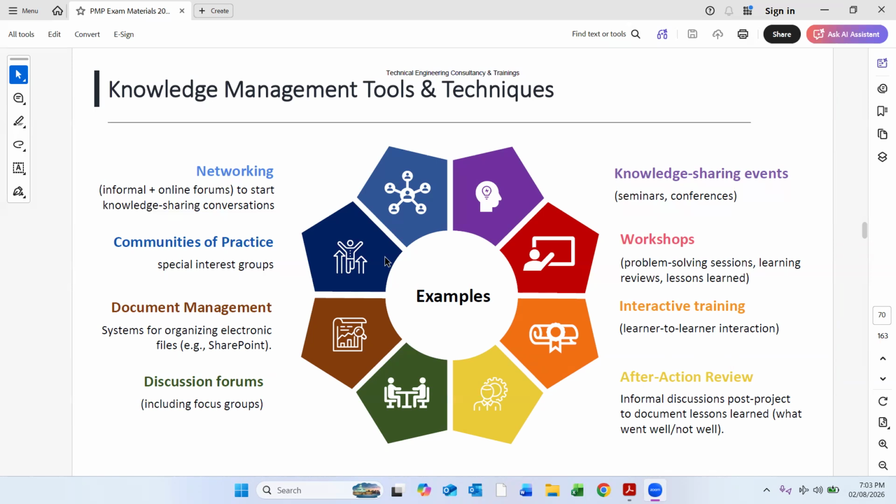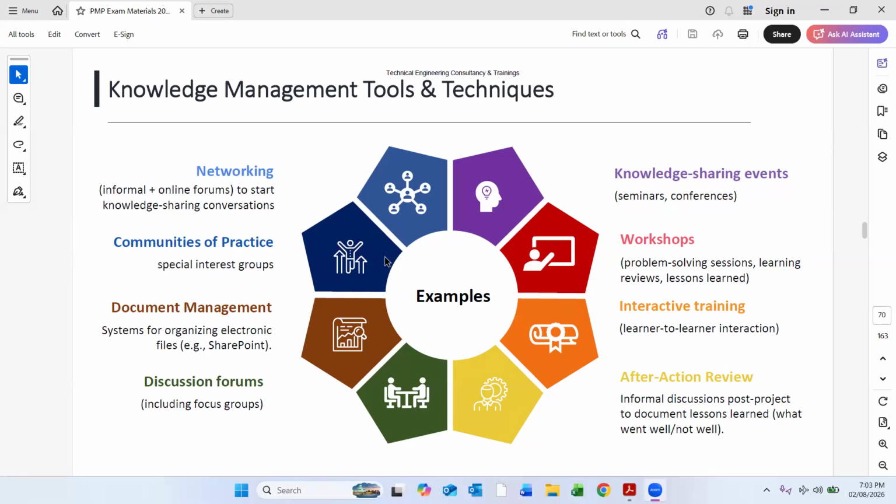Networking is informal and online forums to start knowledge sharing conversations, like different groups you are joining, like WhatsApp groups or maybe online forums or websites. And communities of practice, like special interest groups you are joining. In document management systems, there is SharePoint. Some companies are using SharePoint as a knowledge management tool and technique. Discussion forums, like internal focus groups.